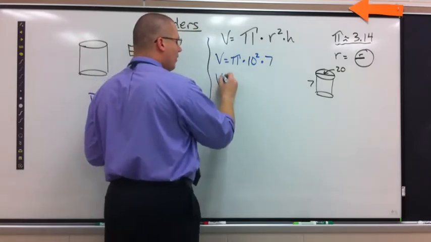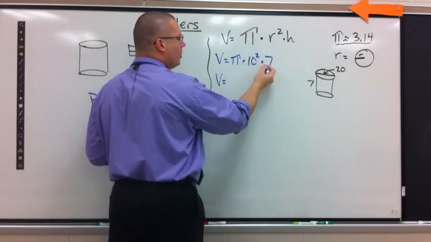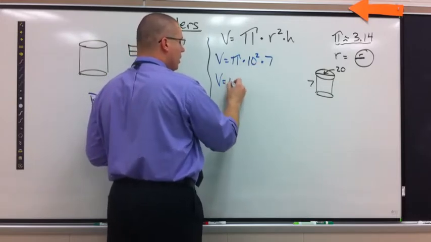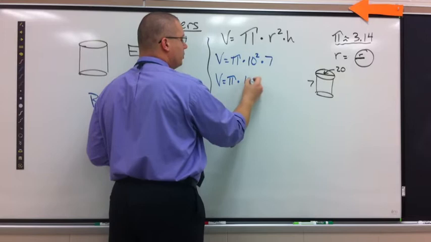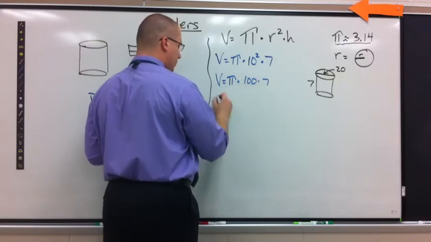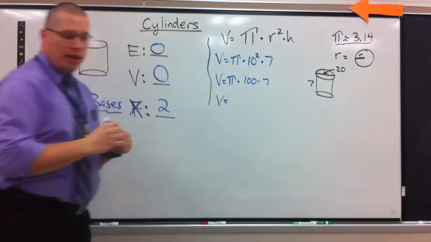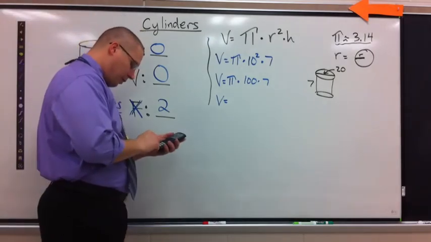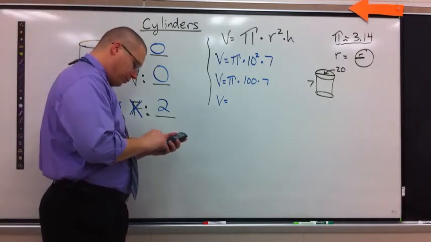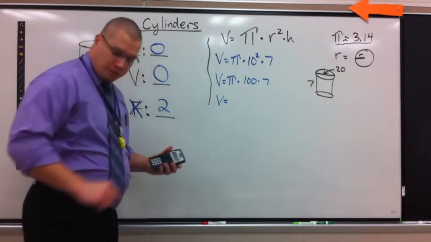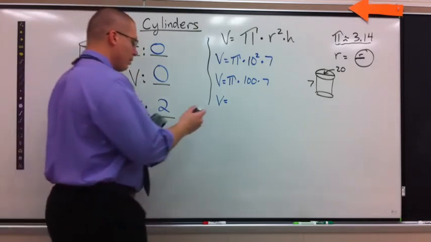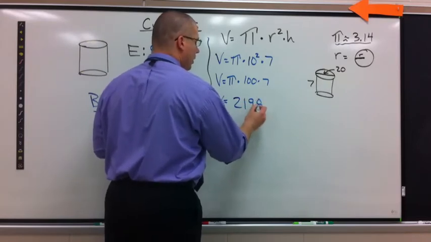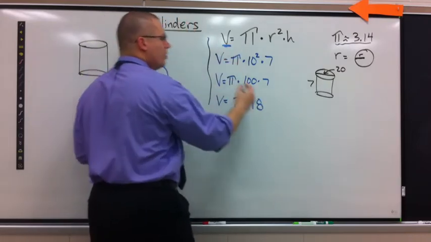Ready to do my order of operations. I have multiply, exponents, multiply. Obviously, exponents has to go first. Pi times 100 times 7. Take your calculator, 3.14 times 100 times 7. 2,198. This is V, volume.